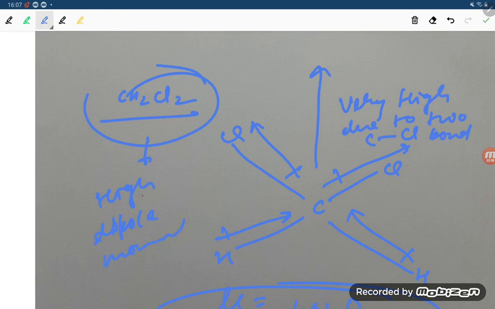So what you have to keep in mind, student, is that you first draw the structure, and then check which way the vectors are going.